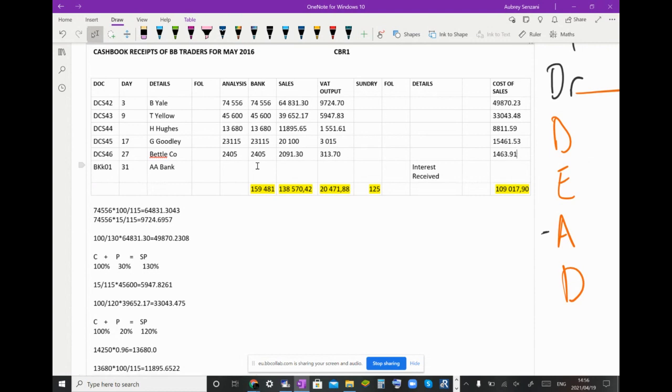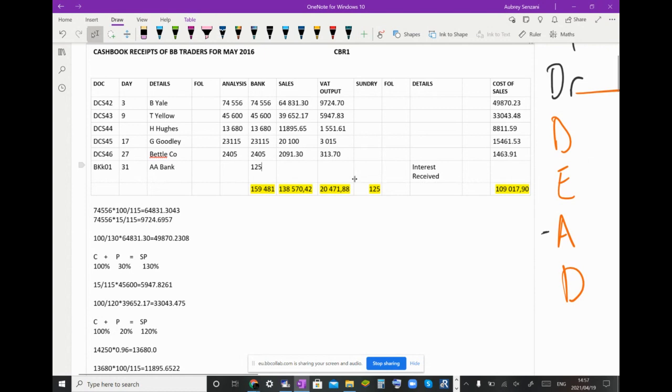Think about it. When you look on your bank statement and you have interest because you have a positive bank balance, that money obviously never went into your till. It was sitting in your account. They just put it straight into your account. Does that make sense? So then there's no reason for us to put it in analysis of receipts. Okay, so here we just put 125.